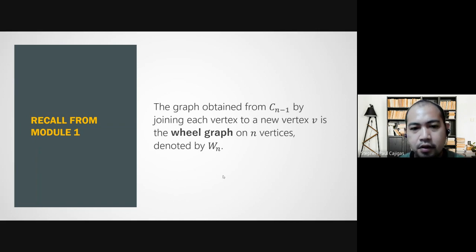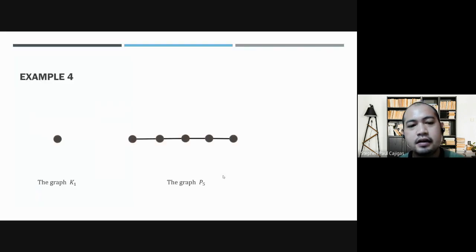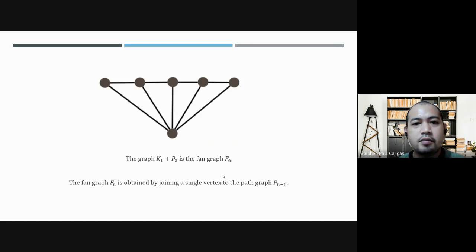So, some simple graphs that we can see here is if we join K1, or the single vertex, to the path graph. For this example, we have the path graph with 5 vertices. And this is what we call the fan graph. So we have here also the definition.